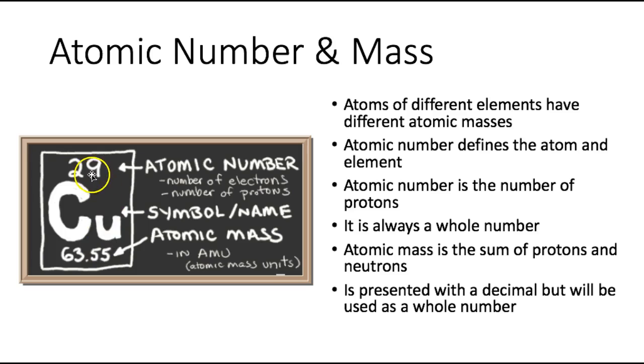So for copper, we will have 29 protons, and because our number of protons is also equal to the number of electrons, which we see here, then we will also have 29 electrons in an atom of copper. And if we're looking for the mass, we know that we have 63.55 as our mass. That's the sum of our protons and neutrons. But when we use this number in chemistry, we're going to round it to 64.